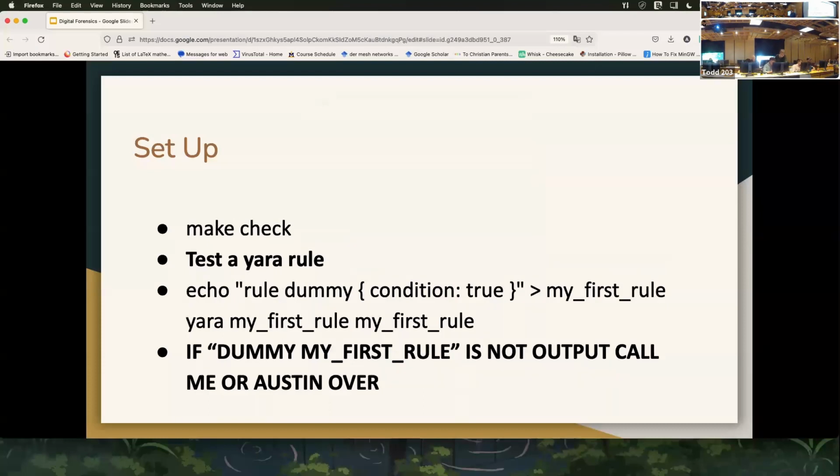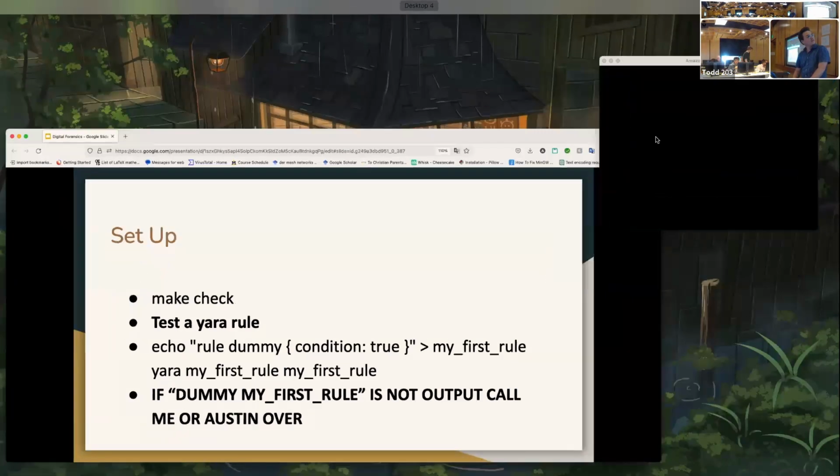That's done. Alright, so now you create your rule file. Now you run it. Now that the file exists, there we go. Yeah, they did. There you go. Now the rule works.